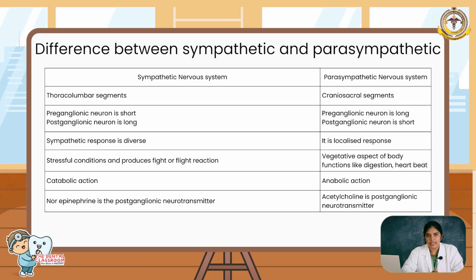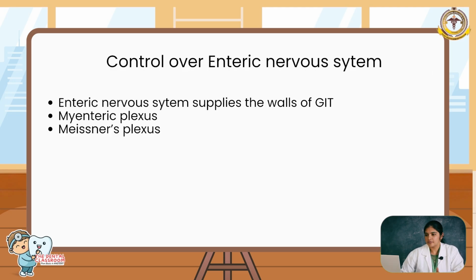Sympathetic nervous system is catabolic in action, parasympathetic nervous system is anabolic in action. Sympathetic causes stressful conditions and it also helps in the fight or flight reaction in the body. Norepinephrine is the postganglionic neurotransmitter in the sympathetic nervous system. Acetylcholine is the postganglionic neurotransmitter in the parasympathetic nervous system. So this is the major difference between the sympathetic and parasympathetic nervous system.